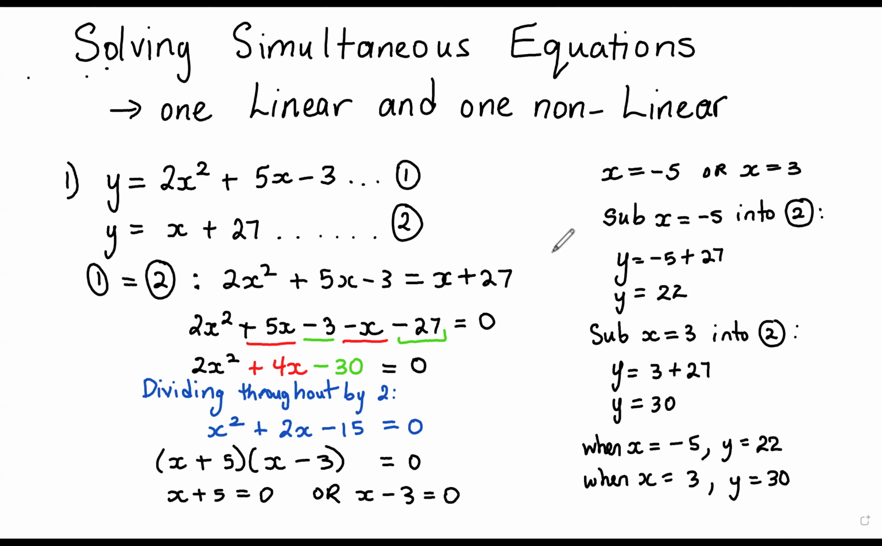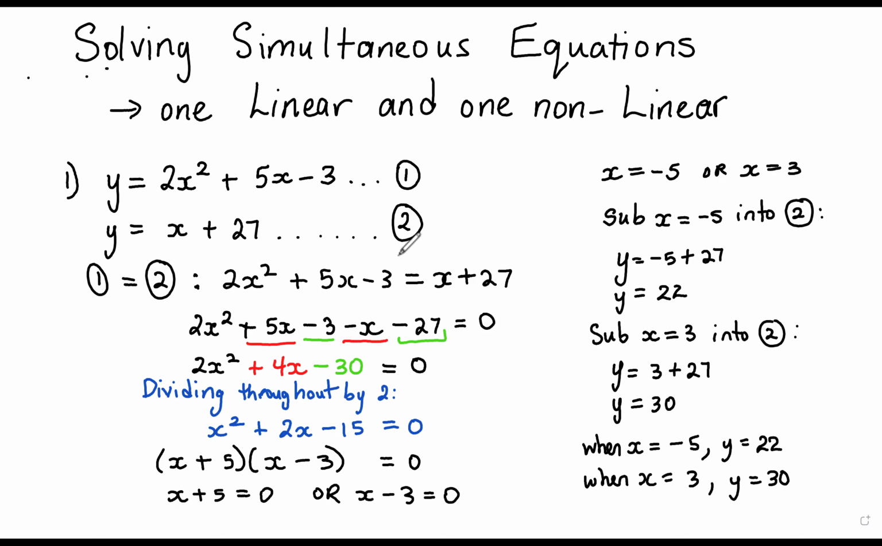Whenever you have a pair of equations, it doesn't even have to be simultaneous. It could have been two linear. Once they're both equal to y, or if they're both equal to x, you can solve them by equating them, right? So you equate the equations, and now you end up with 2x squared plus 5x minus 3 is equal to x plus 27.